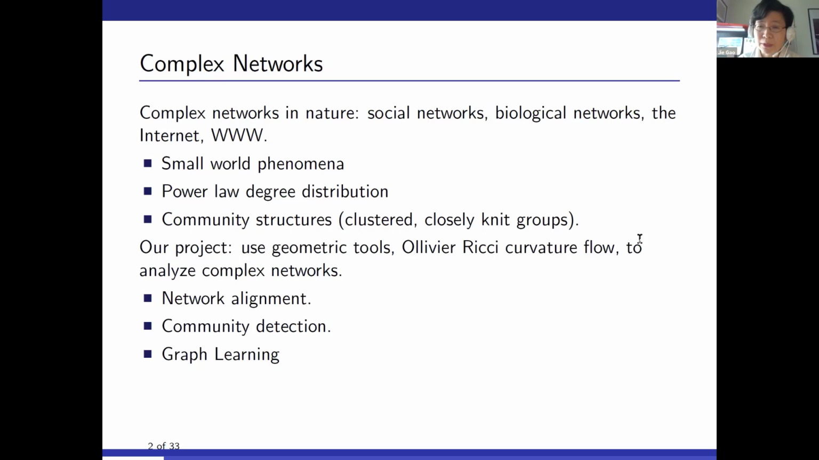So what we have been doing in recent years is to use a geometric tool to understand and analyze complex networks. And this comes from the definition of curvature, which was originally defined for continuous surfaces, but now adapted to the discrete setting. And using this curvature flow to develop metrics for understanding connectivity of a graph and use it for many applications. I'm hoping to give you examples of three applications: network alignment, like how to compare two networks, community detection, and also neural network graph learning.